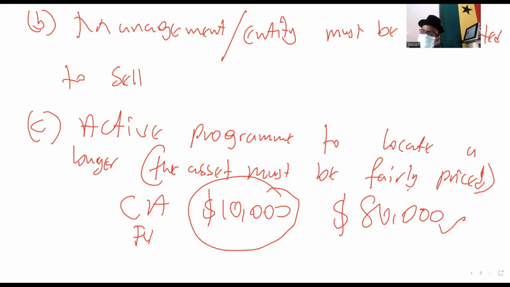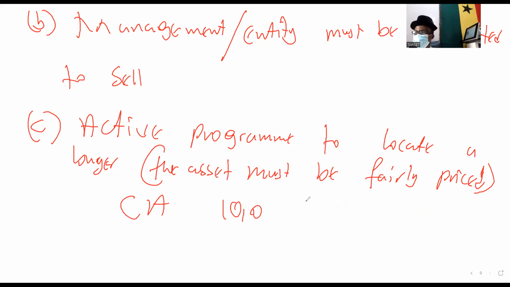Don't put for sale on it when somebody comes, you have mentioned like 10 times the current value. That means you are not initiating an active program to locate a buyer. No buyer will come and then stay. So take notice of the active work or the active program. Good. And then the plan must be initiated. Good.